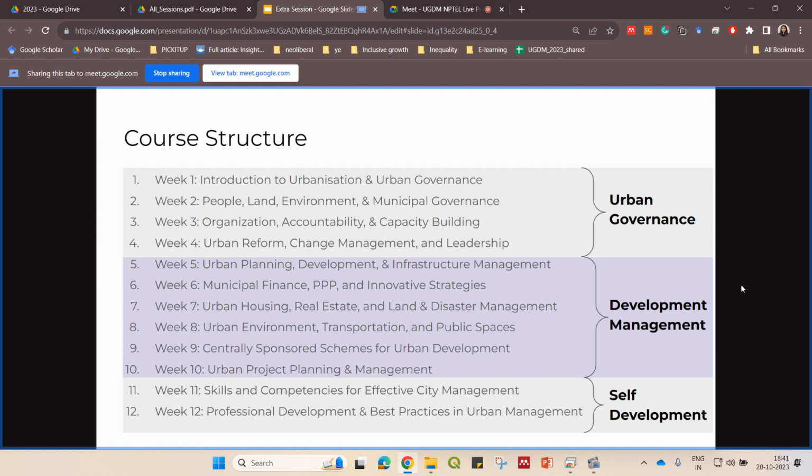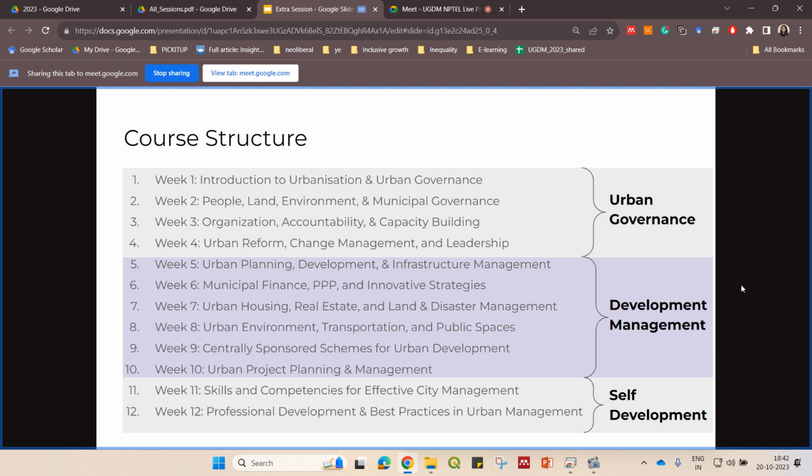That would be about professional development and best practices in urban management. So the professional development section is basically focused on time management and stress management. So how can individuals focus on time management and stress management for self development? And the next section would be about best practices in urban management.